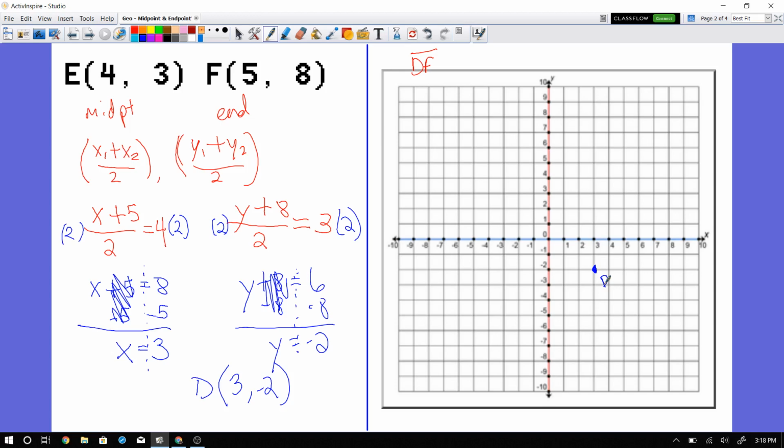And then 5, 8 would be the other end, and that's going to be point F. All right, so somewhere in between there should be E, which is 4, 3. Oh, geez. Look at that. That looks like it's right smack dab in the middle to me. Now, there's another way we can check it.